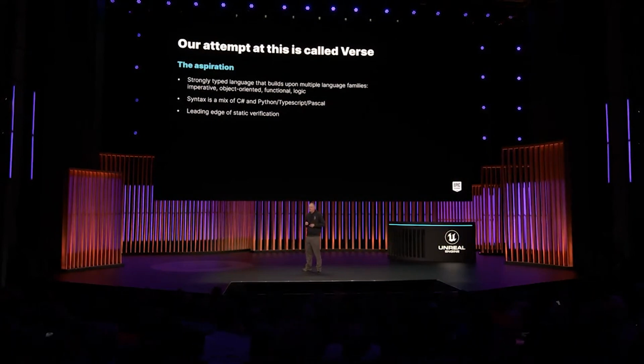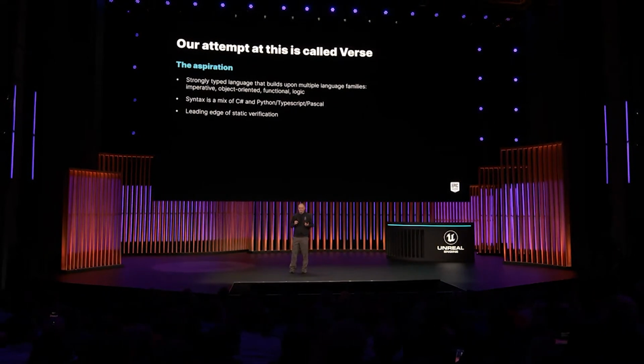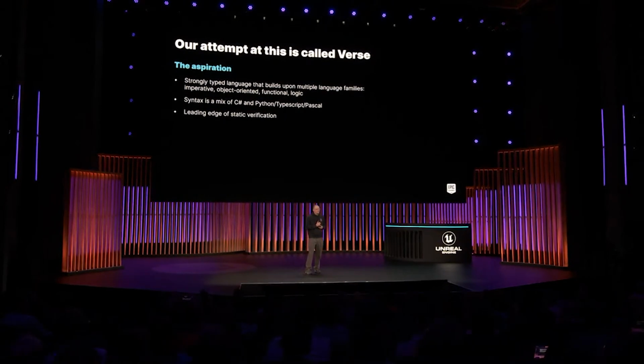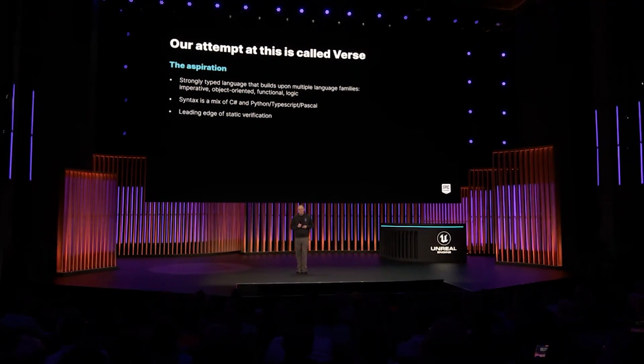So Verse is our attempt at this, and we're aspiring to create a strongly typed language that's very recognizable to programmers who've used any of the mainstream popular languages today, whether it's C# or Python. We want something that's not too scary, but is at the leading edge of compiler technology and able to catch problems at compile time.